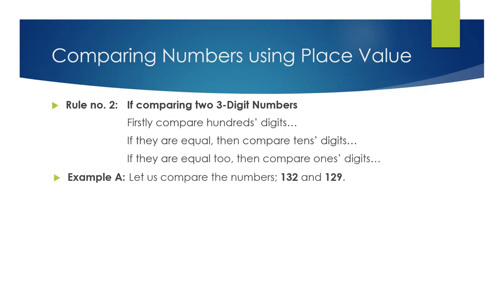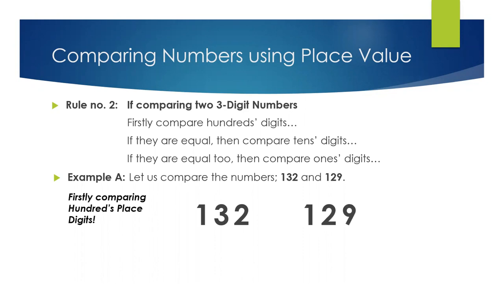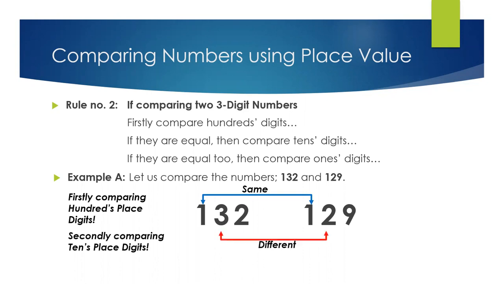So again we are having two numbers that we have to compare following rule number two. So here we have the numbers 132 and 129. Let us firstly compare the highest place value digit, which is the hundreds place digit. Here we can see the hundreds digit place is the same. Now we will move towards the tens digit. Here we can see the tens digits are different. As 3 and 2 are different, and 3 is greater than 2, we can say that the number 132 is greater than 129.